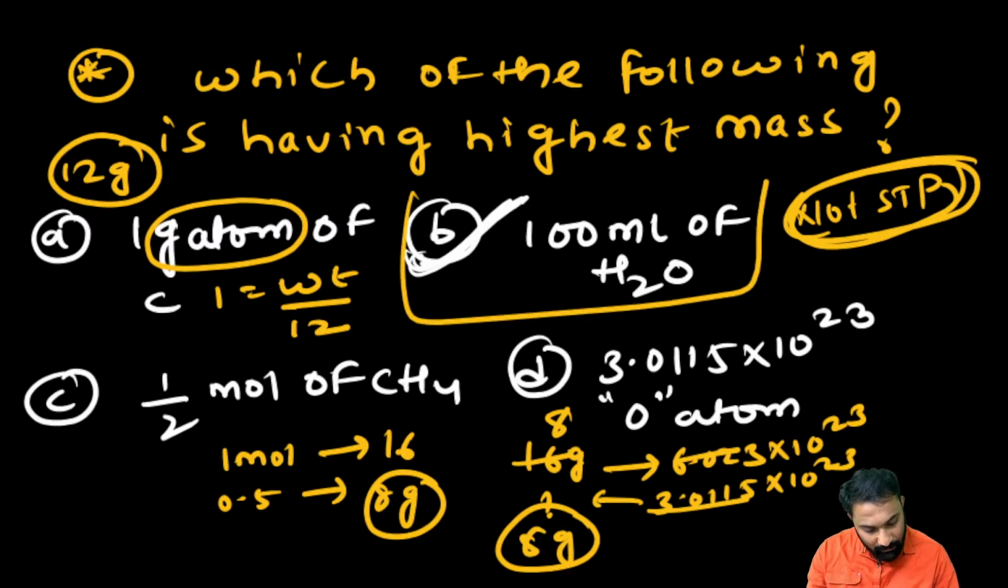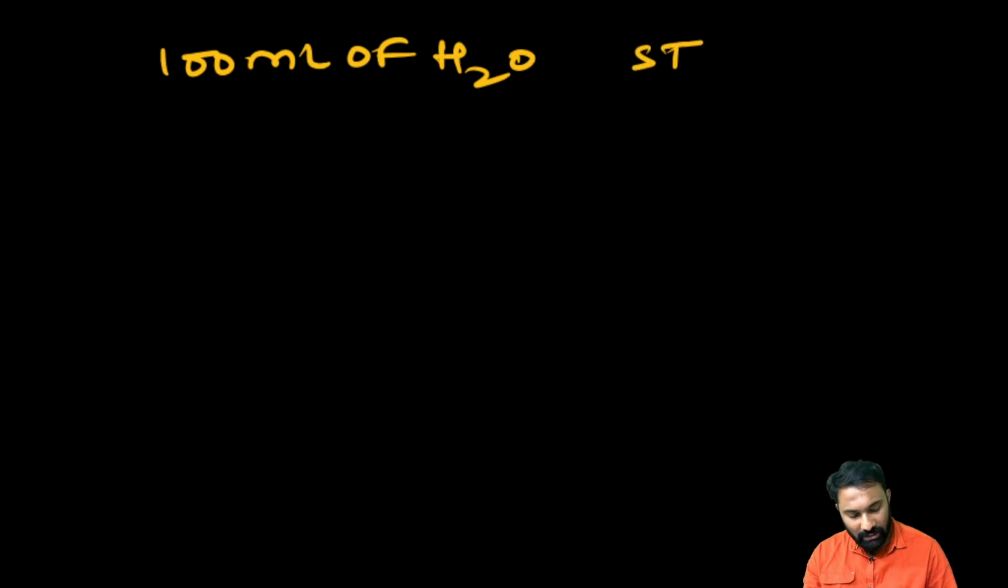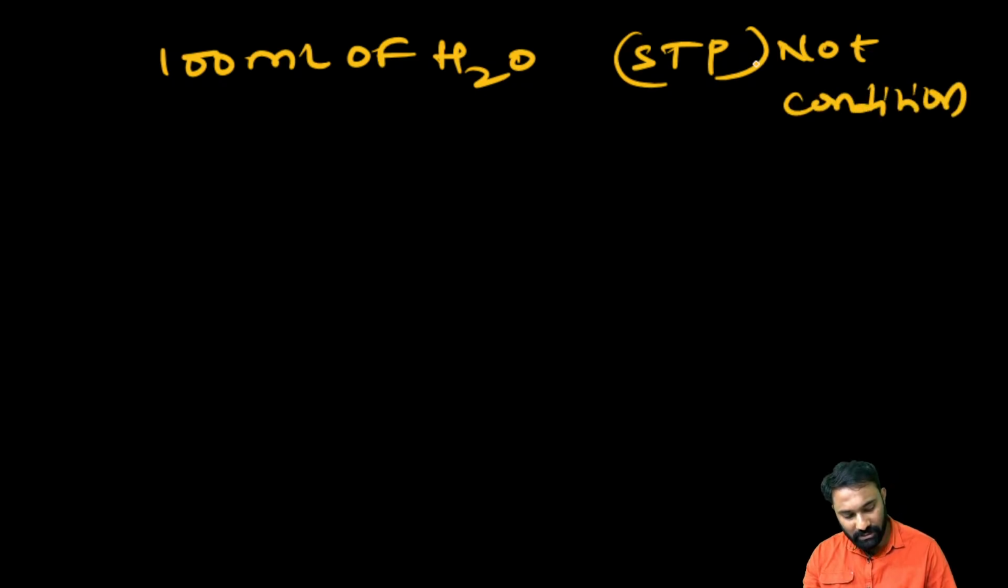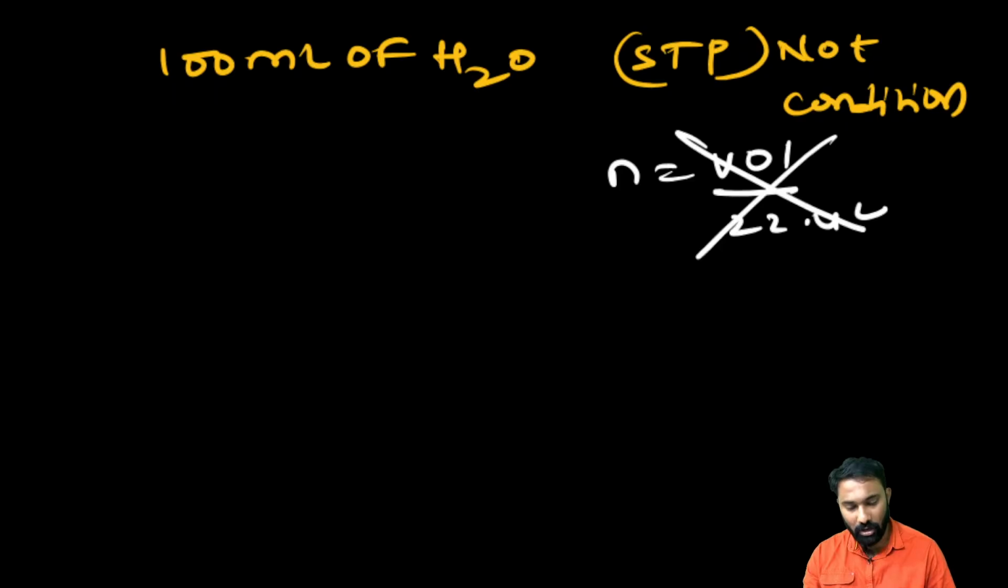But 100 ml of H2O they have given, right? Here many of the students will get confused. My dear friends, 100 ml of H2O they have given. It is not STP condition. If suppose not STP condition, if they have not given, number of moles equals volume by 22.4 liter, if you use this, it is wrong. You should not at all use this formula.